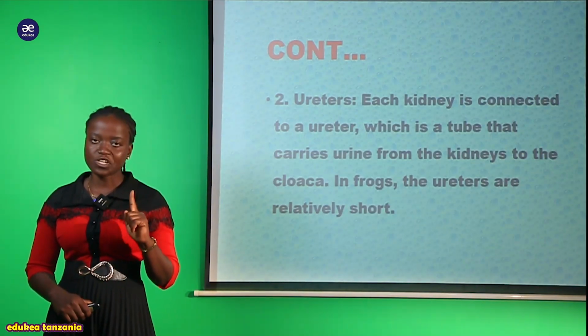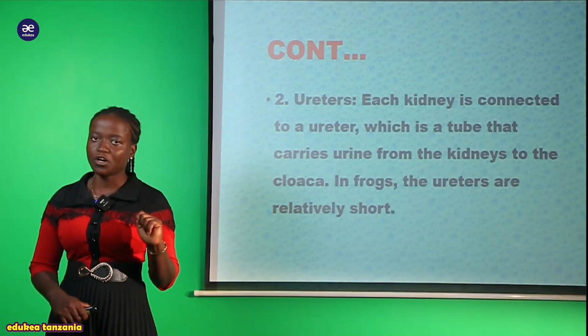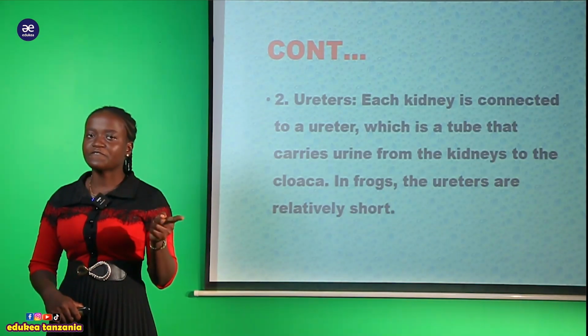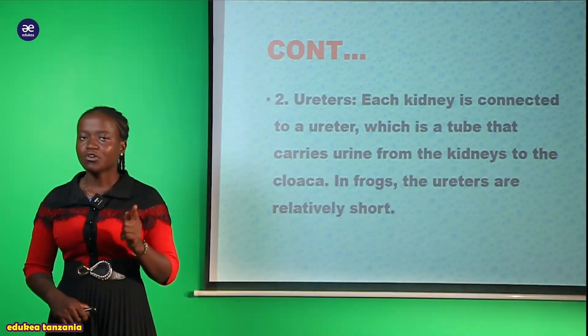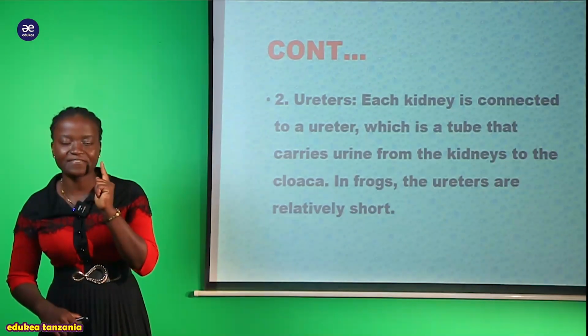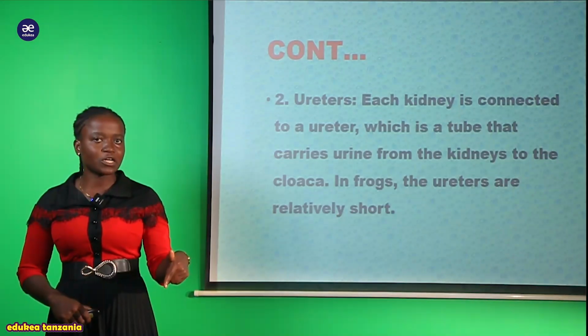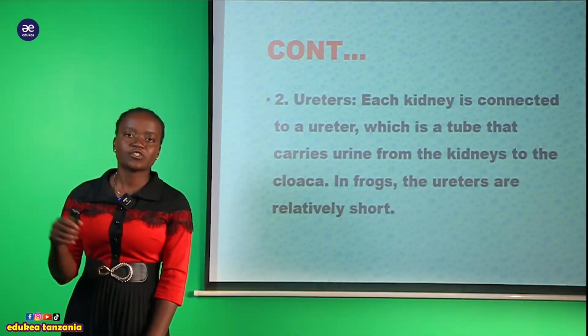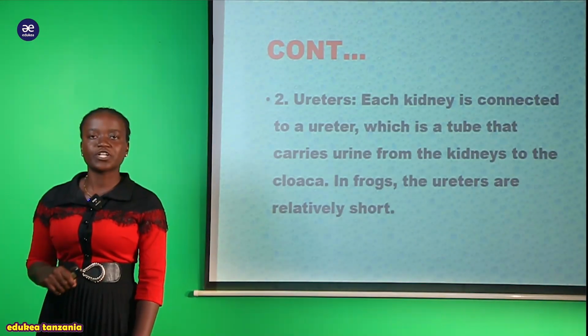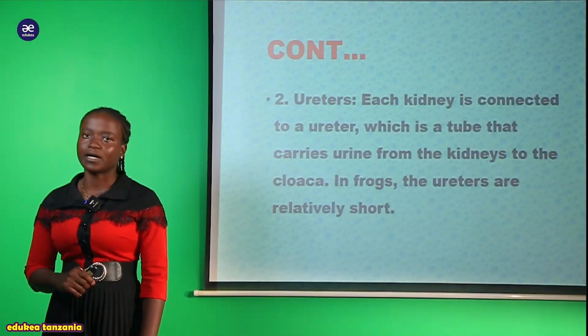And remember, the function of the ureter within the female frog is quite different from the function of the ureter in the male frog. So here you have to keep in mind that the ureter found within the female frog is only for transportation of the urine from the kidney to the cloaca.